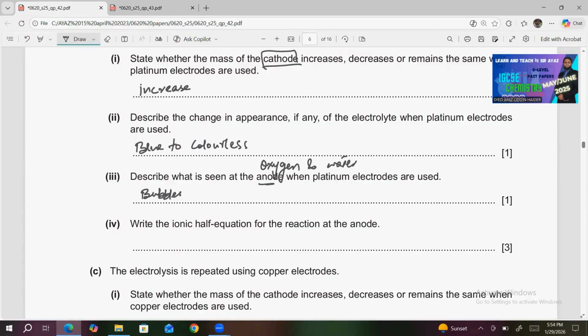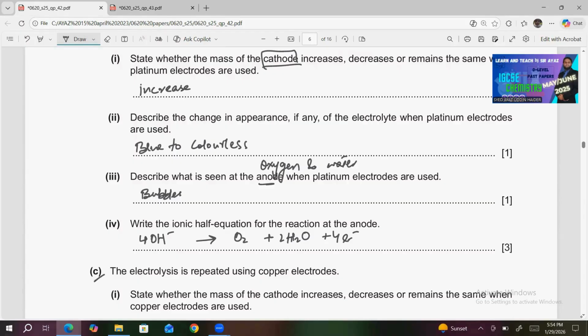Write the ionic half equation for the reaction at the anode. So you have OH negative ion. It will lose electrons, produce oxygen gas and water molecule. Let's balance the equation. We'll have 4 moles of OH negative ion, 1 mole of O2, 2 moles of H2O, and 4 moles of electrons. This equation is balanced.